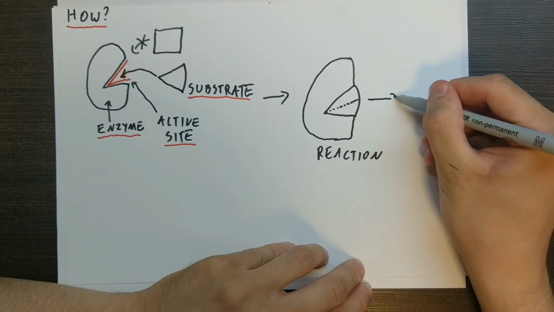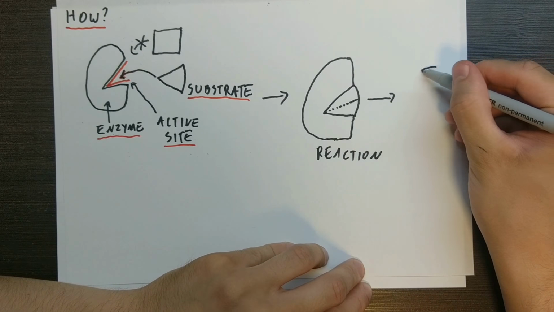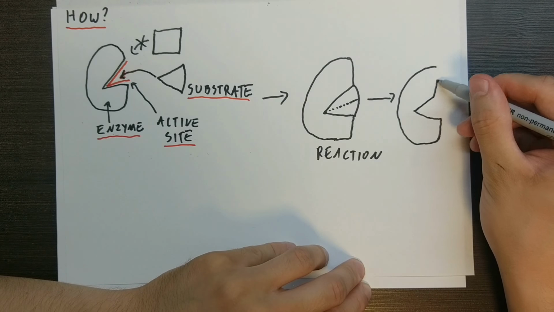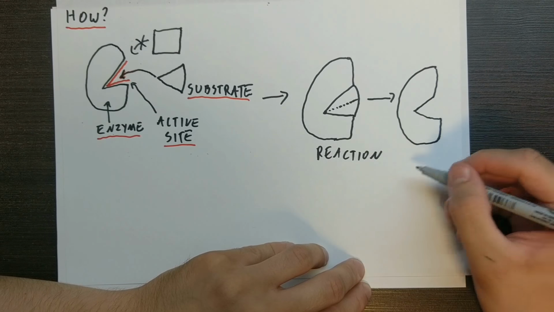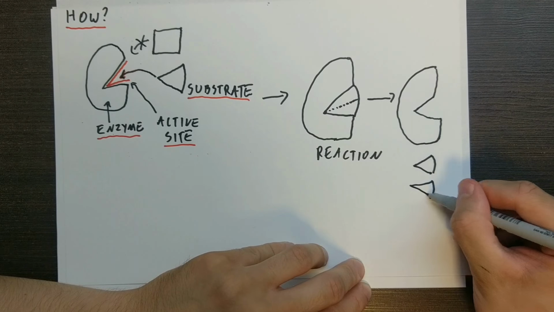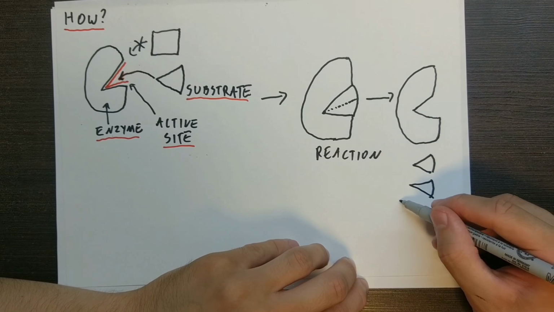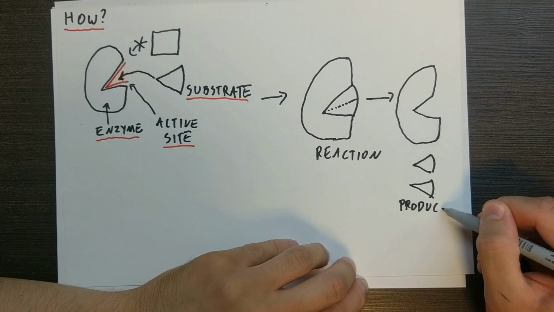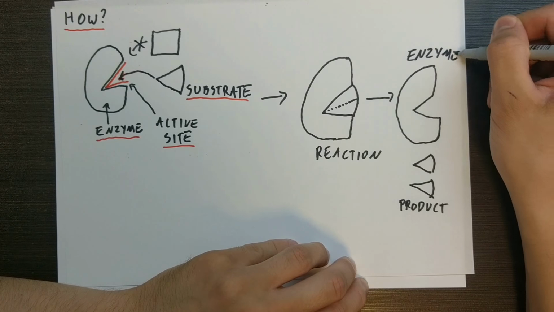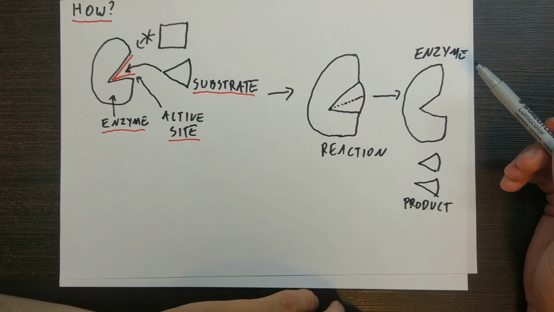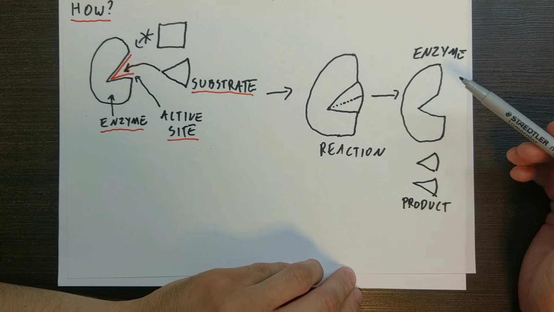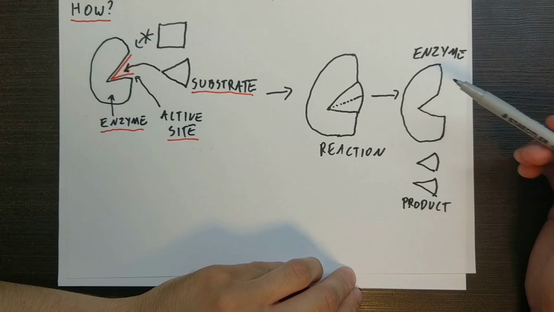So the enzyme splits it, and we are left with this. We are left with the enzyme, and we are left with the product. And here we still have our enzyme. And as you can see, the enzyme remained intact throughout the whole reaction. So the enzyme acted as a catalyst.